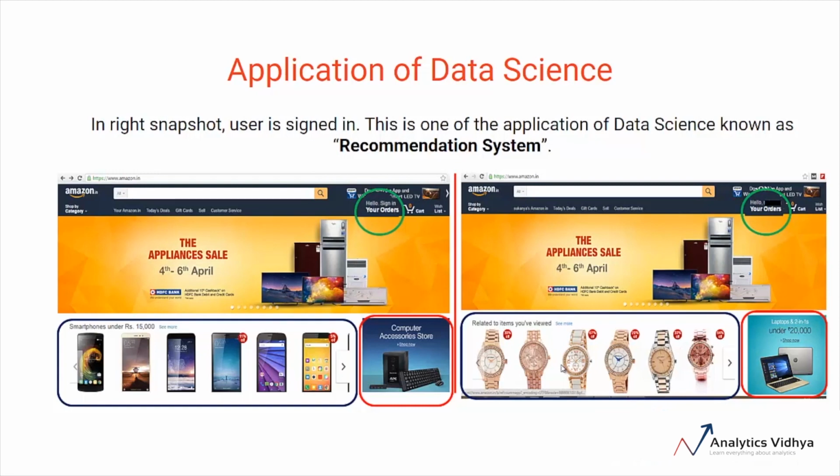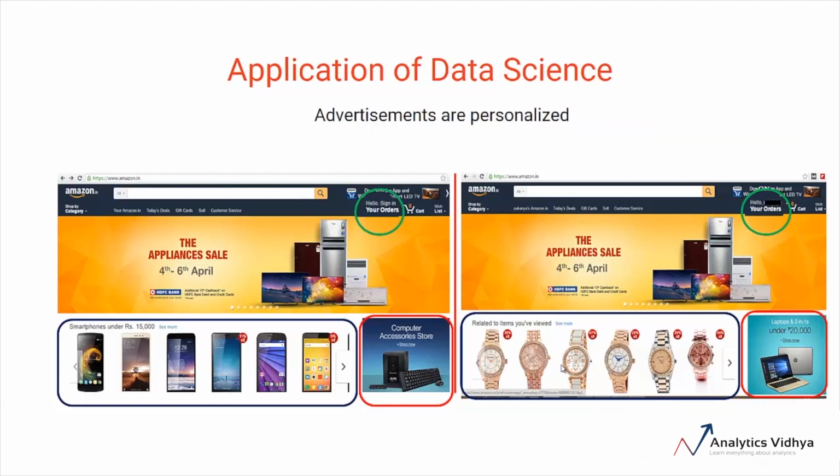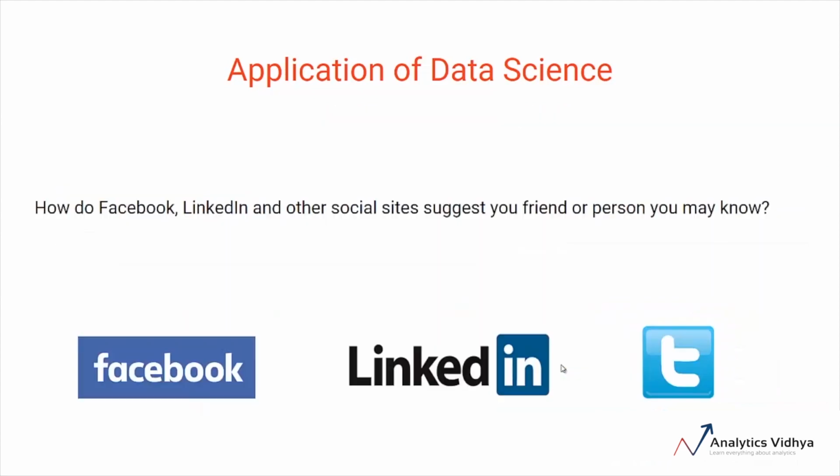This is one of the popular applications of data science called recommendation systems. Basically, Amazon is collecting data about user behavior and using it to recommend more relevant product to its users. Hence, the advertisements being shown to the user are personalized and are based on their past behavior. Let us now look at a few more applications of data science in various domains.